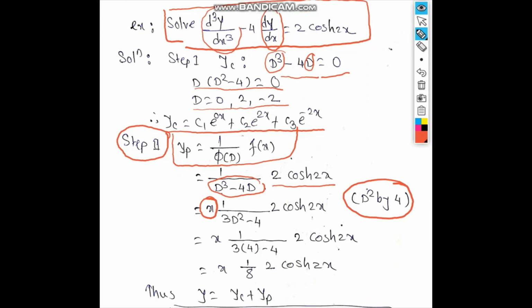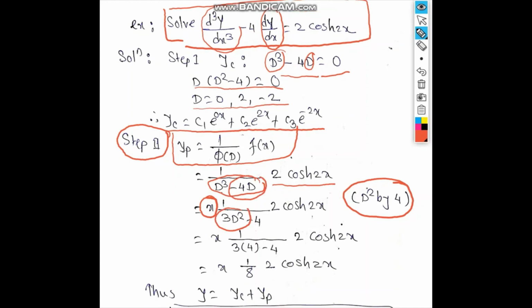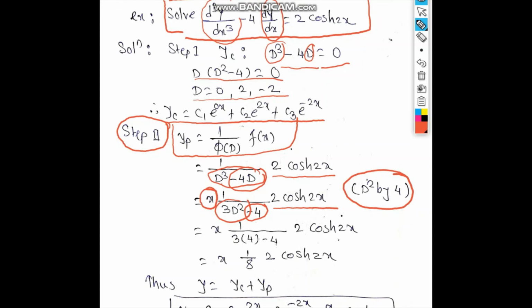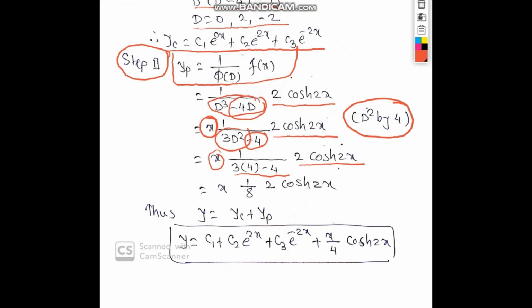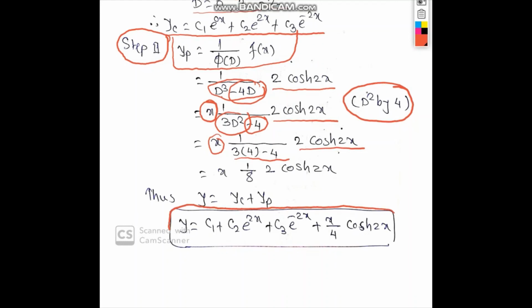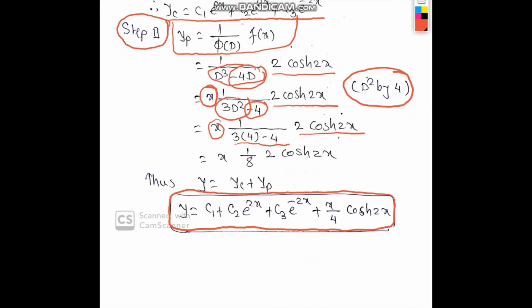The derivative of D cube is 3D square. The derivative of minus 4D is minus 4. So the derivative of the entire denominator is 3D square minus 4, acting on 2 cos hyperbolic 2x as it is. Don't do anything with that. Keep x outside till the end. Now we replace D square by 4. If we replace D square by 4, the denominator is not coming 0, so we can replace directly. So 3 into 4 minus 4, into 2 cos hyperbolic 2x, and the simplification gives us at the end yc plus yp as the complete solution.